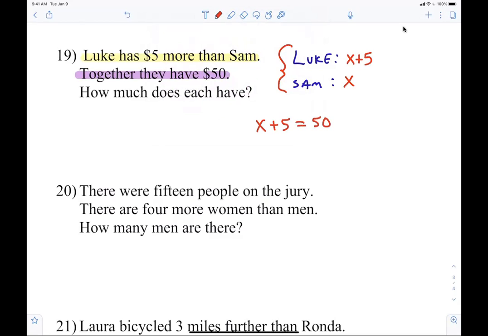I'm sorry. Together. So together means you would add them together, right? You see what I'm saying? So it really should be X plus X plus 5 equals 50. Does that make sense? Now tell me what X plus X is. 2x. Yes. So this is the equation that you're expected to write down. 2x plus 5 equals 50. All right, Eddie.